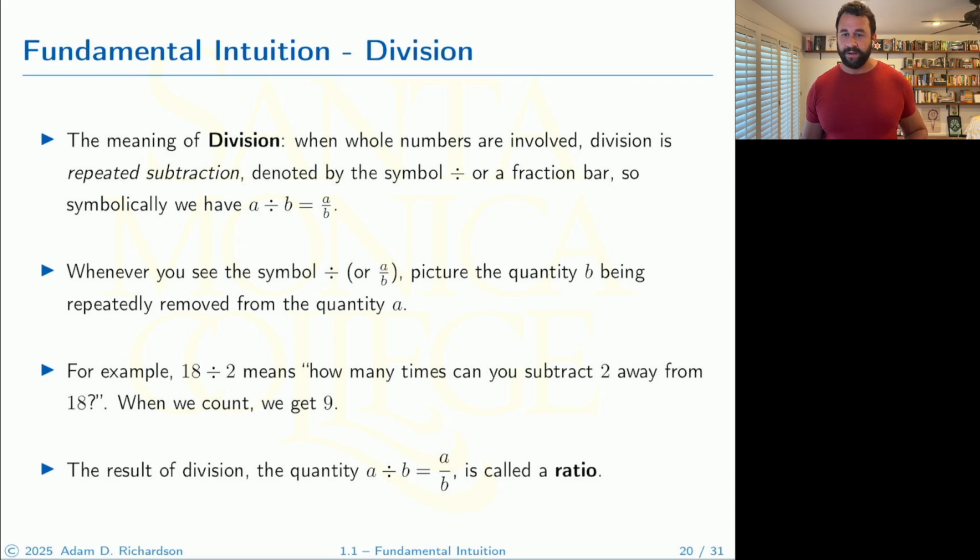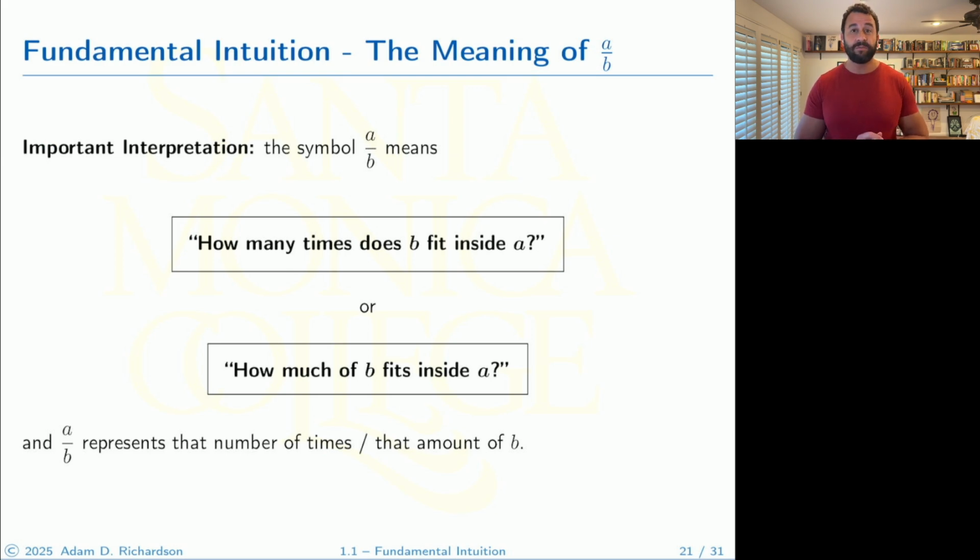There we go. Now, the result of division, the quantity itself, we call that a ratio. This is the ratio of A and B. So that's what that word ratio means. Now, here are some important interpretations of that symbol A over B, and we're going to lean into these a lot during this course. So I strongly encourage you to make sense of these ideas and to use them to guide your intuition. Again, it's not fully rigorous, but it will help guide you when you are working with these types of symbols.